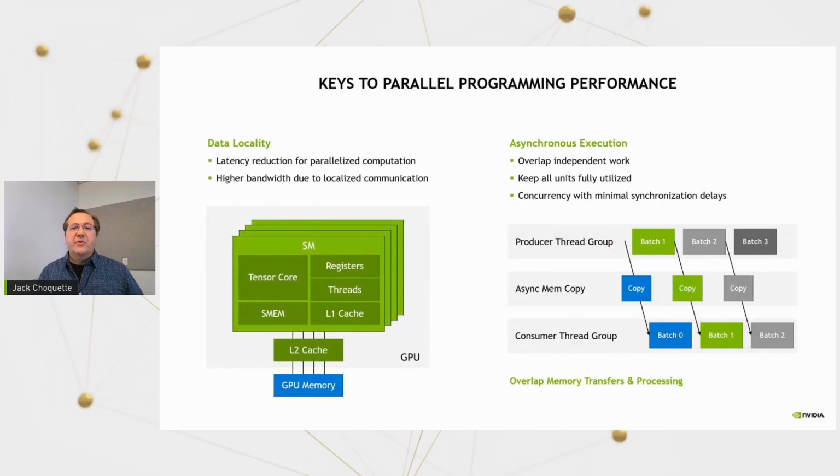Here are 2 key principles for achieving high performance with parallel programs. One key principle is data locality. By moving and keeping program data as close as possible to the execution units, a programmer can exploit the performance that comes from having lower latency and higher bandwidth across local data. Another key principle is asynchronous execution. This means finding and allowing independent tasks and data movement to overlap as much as possible. The goal is to keep all the units in the GPU fully utilized.